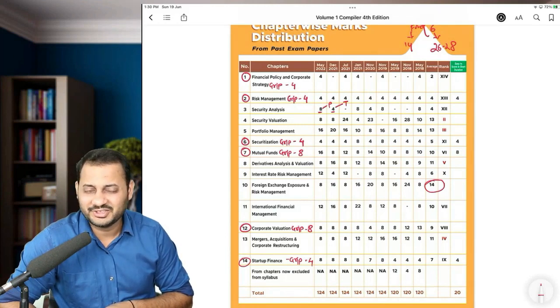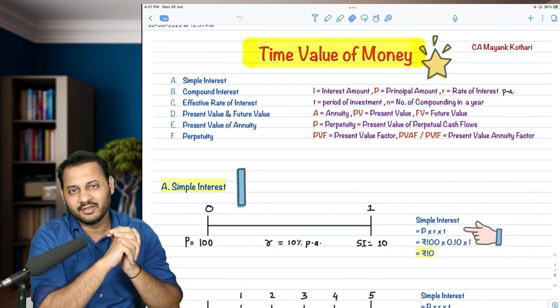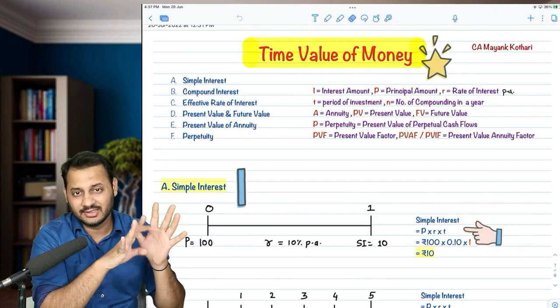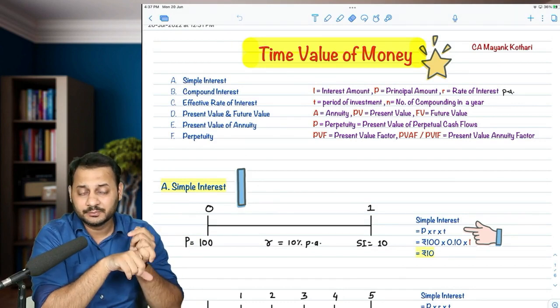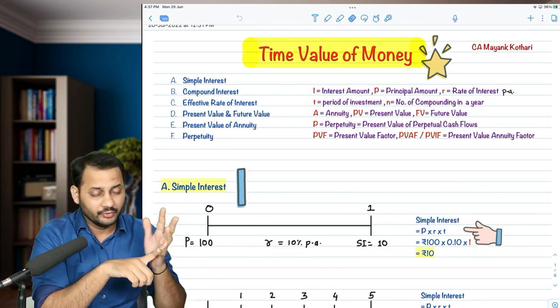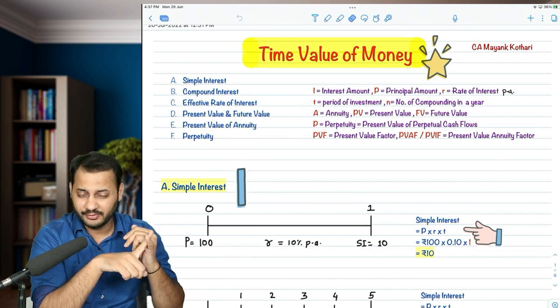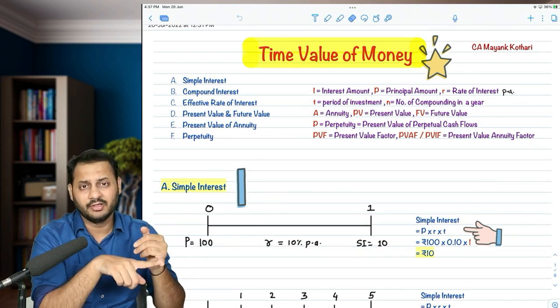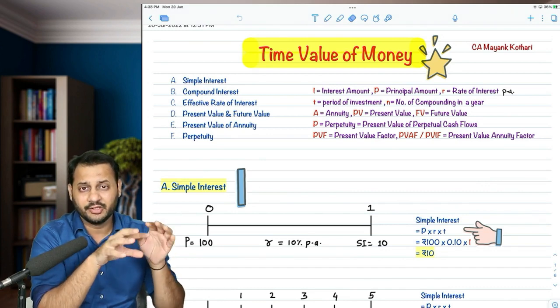So welcome back after the break, and now we are going to cover the basics of your syllabus. The basics that we are going to learn in this next 1 hour are going to be helpful for you in the chapter on security valuation, that will help you in portfolio management, that will help you in corporate valuation, that will help you in mergers and acquisition as well. These are the 4 important chapters.